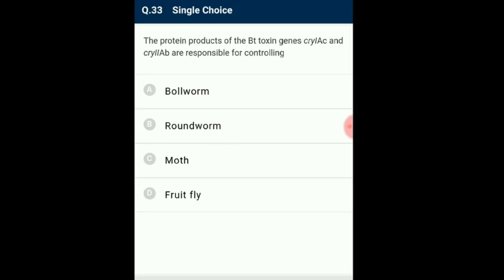These proteins are produced in an inactive form so that the bacteria is not affected by them. When this protein comes in contact with the digestive juice of the insect's gut, it becomes active. The activated protein binds to the surface of the epithelial cells of the midgut and creates pores. This causes swelling and lysis of the cells, leading to the death of the insect. So the answer is option A, bollworm.